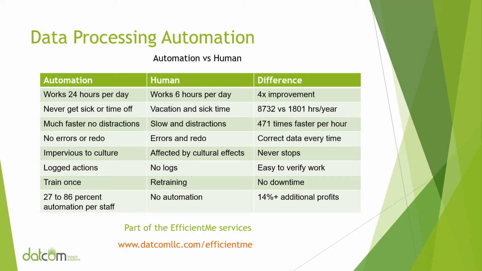The next thing to consider is that it's much faster and it has no distractions, whereas the human is slower and there are distractions. So the difference is basically 471 times faster per hour, automation over the human. Next thing to consider is that the automation has no errors or redo work, whereas with the human, there are errors which require the work to be redone in order to get it correct. So the difference is automation is correct every time.